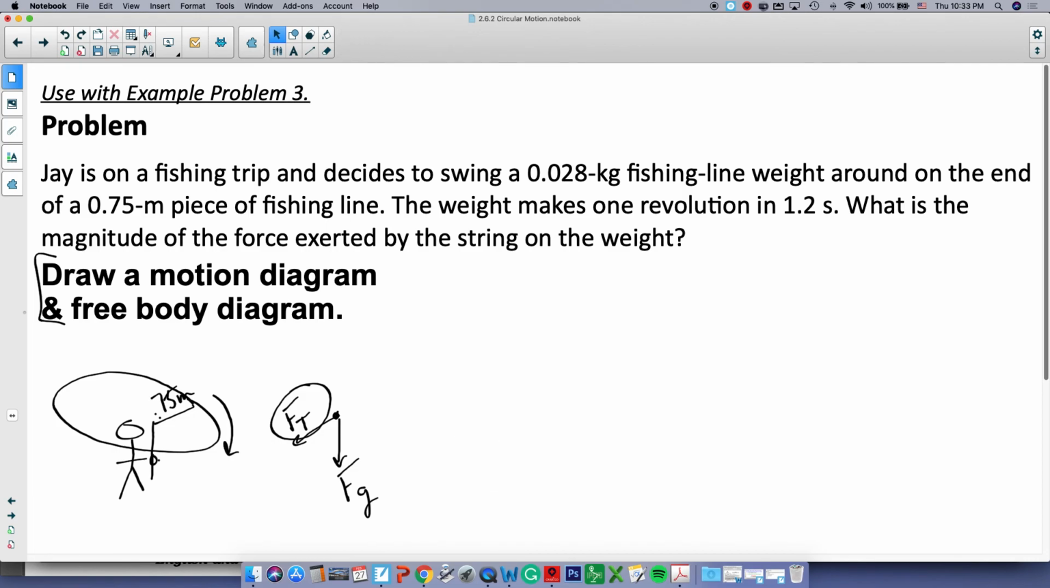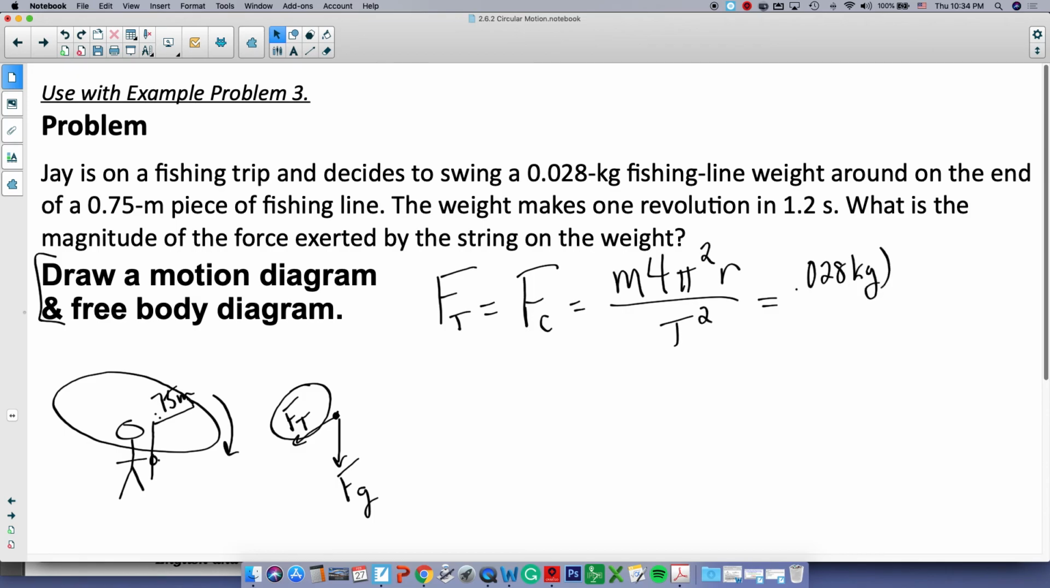I'm not going to have you draw free body diagrams with centripetal force or acceleration very often. Okay, so let's plug stuff in. Force of tension is equal to my centripetal force. So that's going to be mass times 4 pi squared r over t squared. Plug everything in. It's actually in kilograms for you right now also, so you're welcome. 4 pi squared times radius. Our radius is 0.75 meters, and that's over a period of 1.2 seconds, squared.